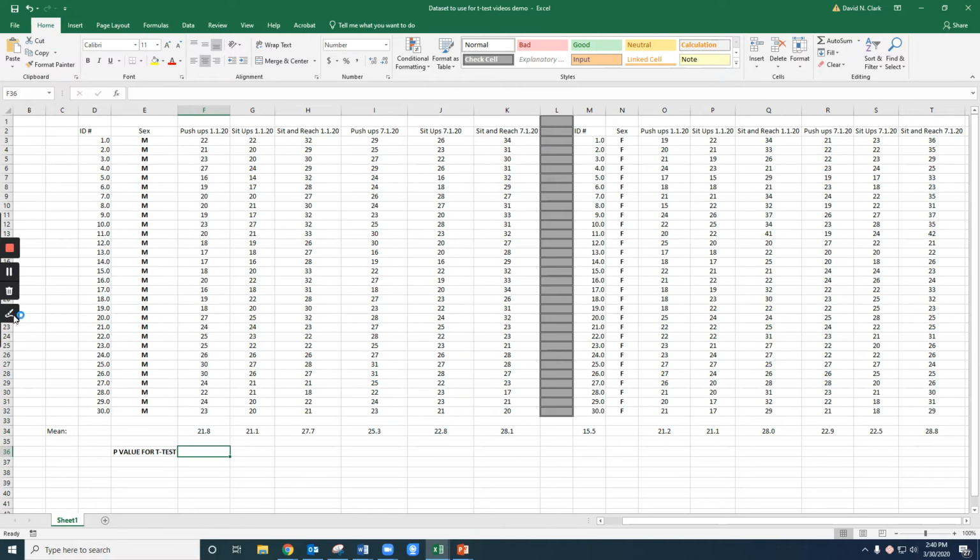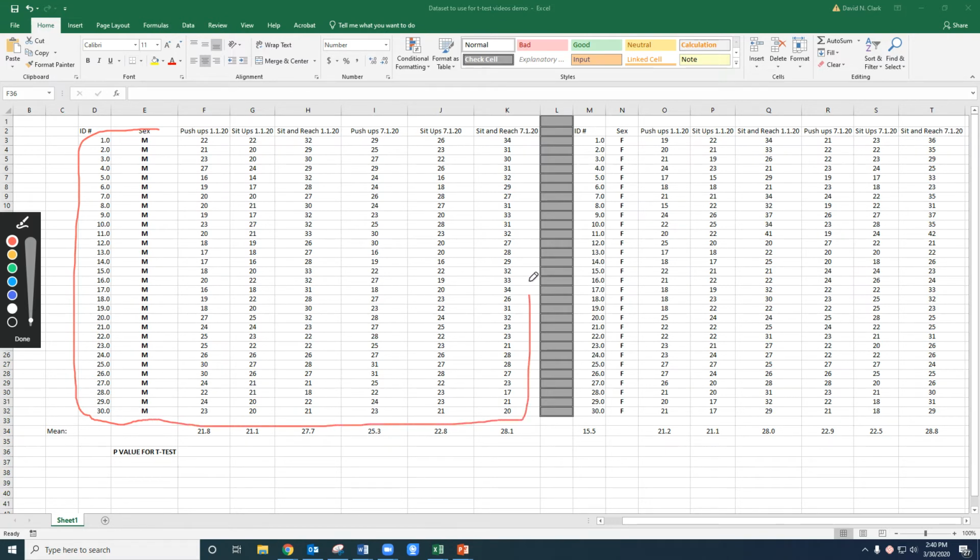So let's look here. This is hard to explain, but this is a group of data. There are about 30-ish participants here, and this is a bunch of data. This is all men. We had them do a bunch of push-ups on January 1st, and sit-ups and sit and reach, so this is 3 different measures. Then we came back and measured them again on July 1st.